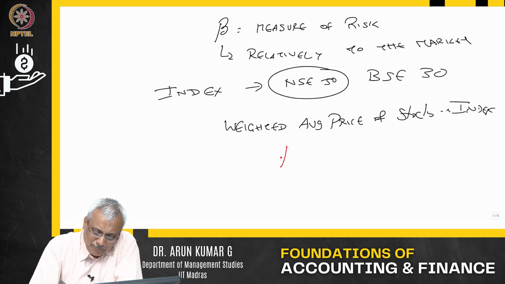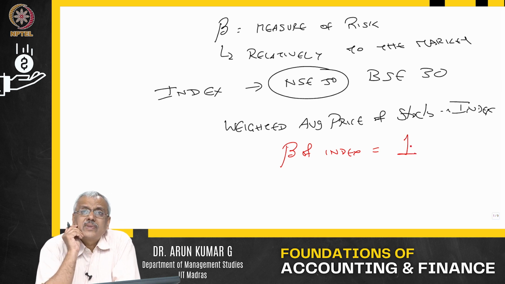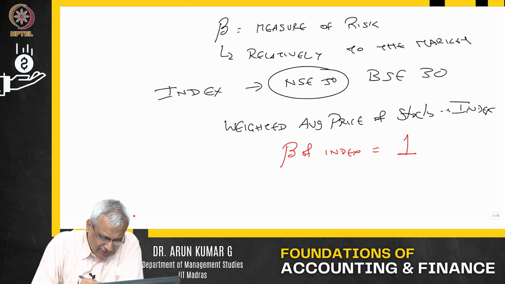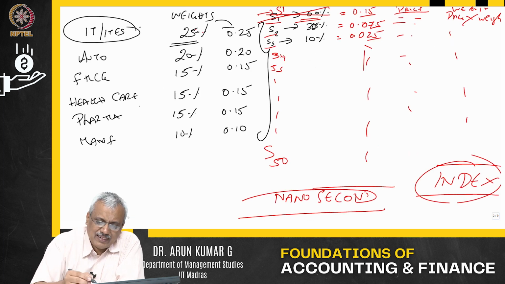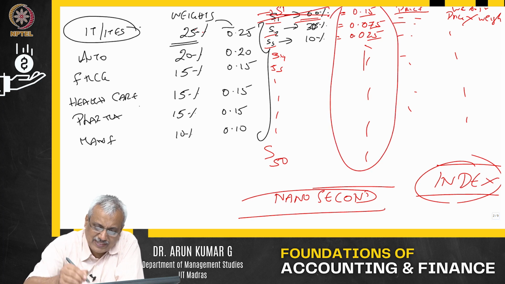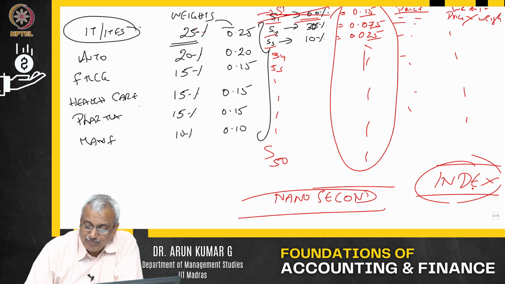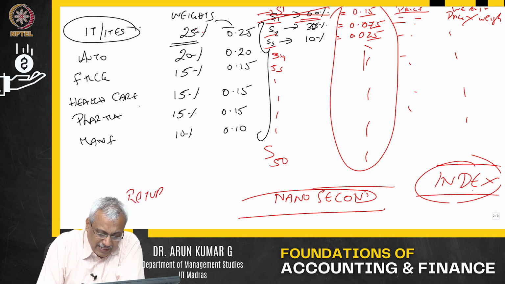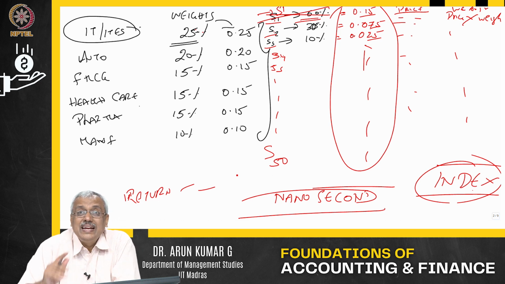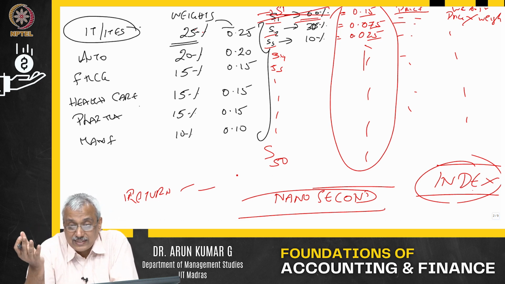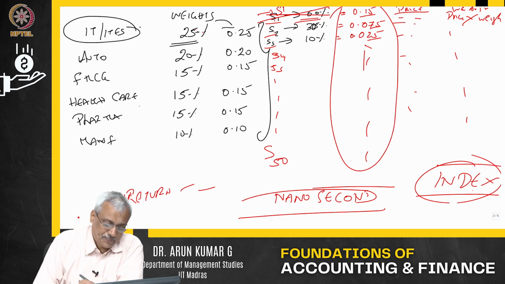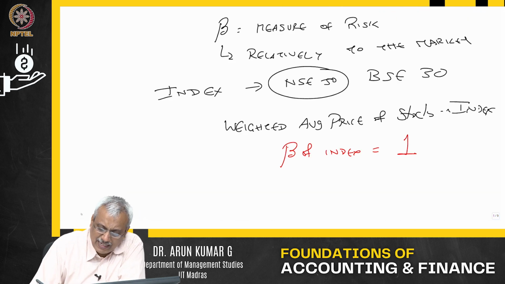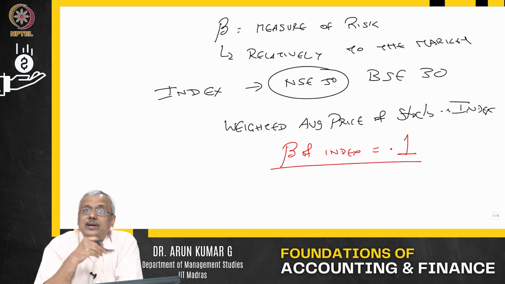We say the beta of the index is always equal to 1. That means if I invest my money, supposing I have about $10,000, in all these stocks S1 to S50 in the same weights as given here, then my return is going to be exactly equal to the index return. So we say that the beta of the index is always 1.